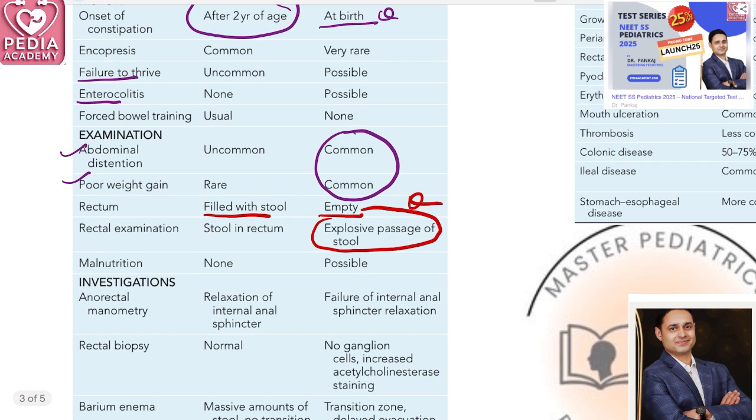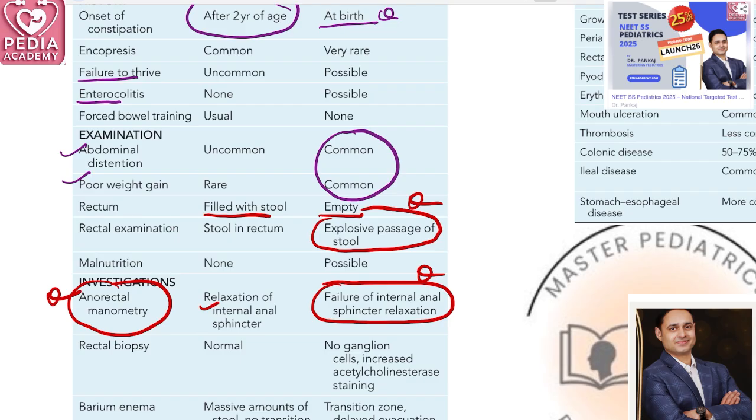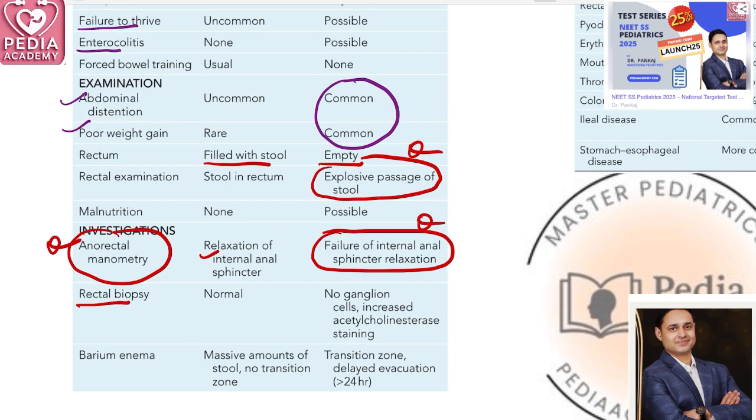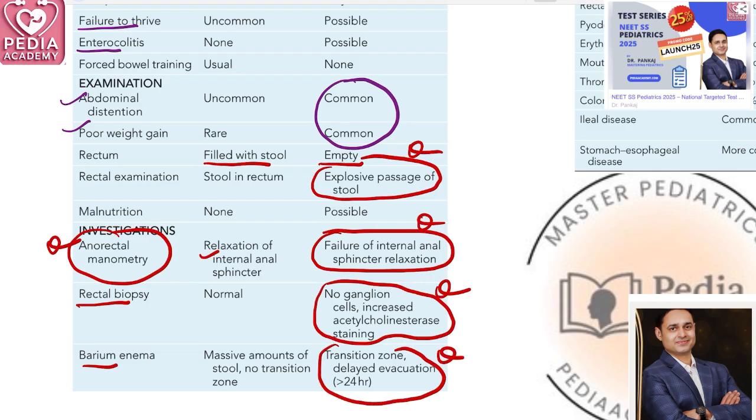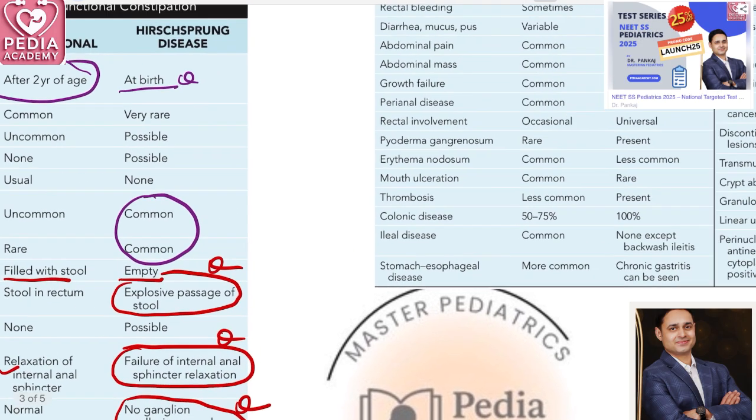Anorectal manometry, again this is a PYQ. In functional constipation, there is relaxation of the internal anal sphincter, but in Hirschsprung disease, there is failure of internal anal sphincter relaxation. So this is important. Rectal biopsy is also important: no ganglion cells, increased acetylcholine staining. And on barium enema, you will see a transition zone and delayed evacuation of more than 24 hours. So these differentiating factors you have to remember. These are very important for exam.